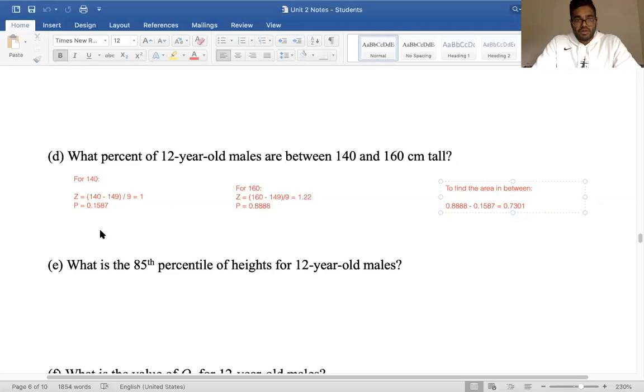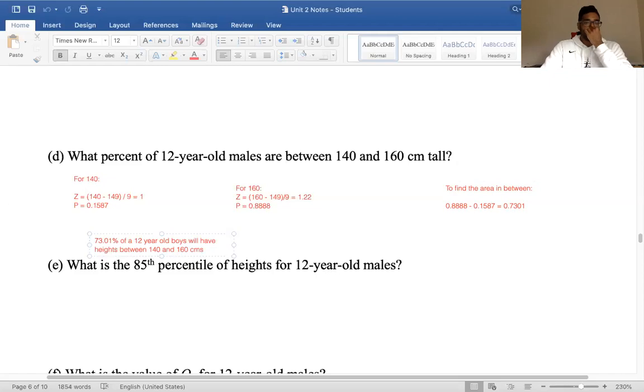And so now what can we say about the whole thing? We can say that 73.01% of 12-year-old boys, males, will have heights between 140 and 160 centimeters, right? So most of our boys are going to have heights in between this, right? We take a pretty large proportion of 73%.